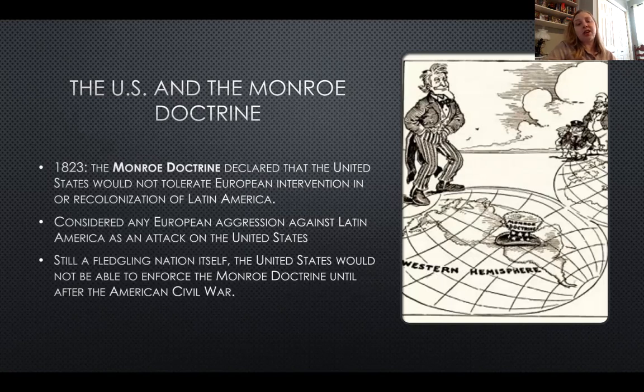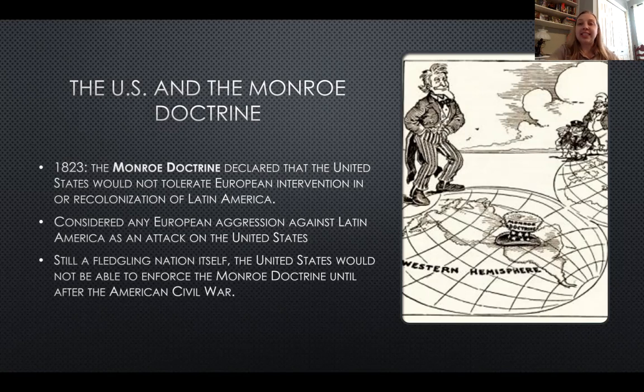So in response to all these fears about the security risk that European powers are presenting to the fledgling United States, President James Monroe announces what becomes known as the Monroe Doctrine in 1823. It declares that the United States will not accept any European intervention in the Western Hemisphere. So it informed Europe that any attack on Latin America would be viewed as an attack on the United States.